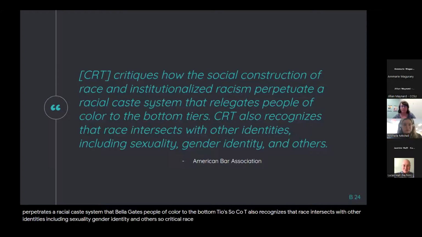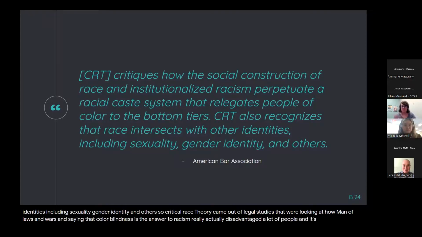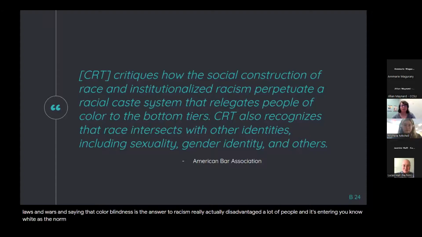So critical race theory came out of legal studies that were looking at how the legal field treated laws and rules, and saying that colorblindness is the answer to racism really actually disadvantaged a lot of people, and it's centering white as the norm. And so it is creating these caste structures within how people benefit and don't benefit from different systems.